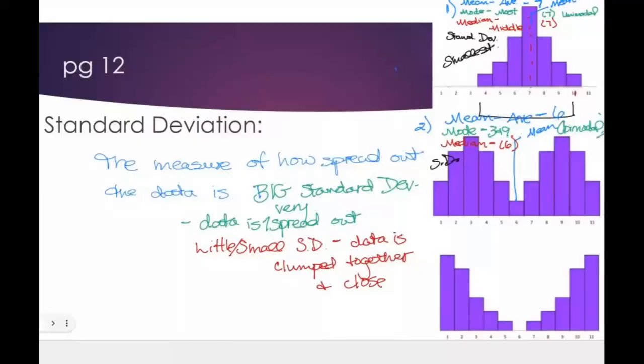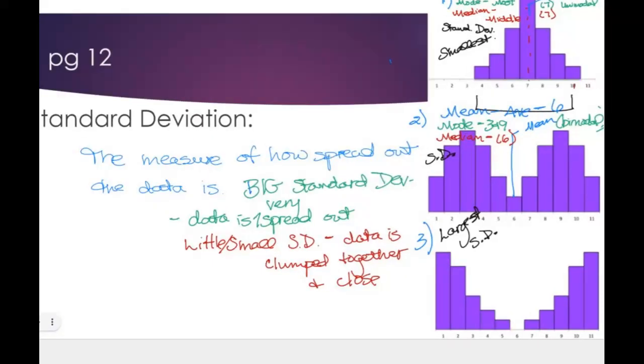Graph 2 and graph 3, the second graph and the third graph. Which one is more spread out? 3, yes. So number 2 is the middle one of 1, 2, and 3. Number 3 has the largest standard deviation. So 3 has the largest standard deviation. Okay.